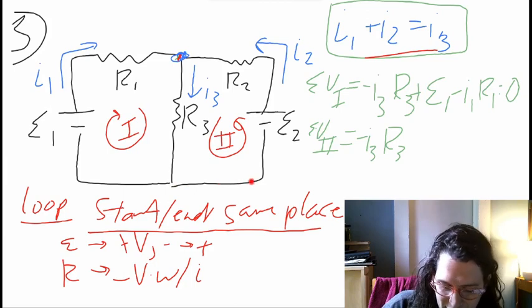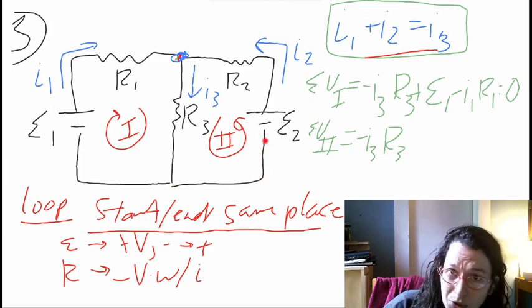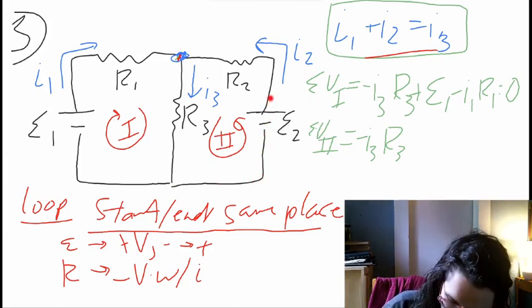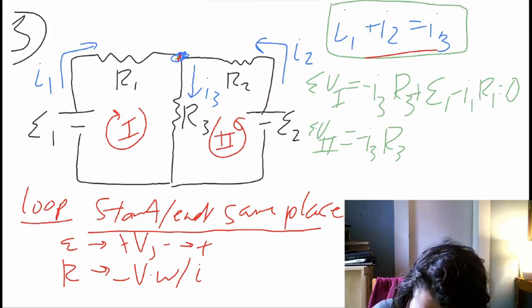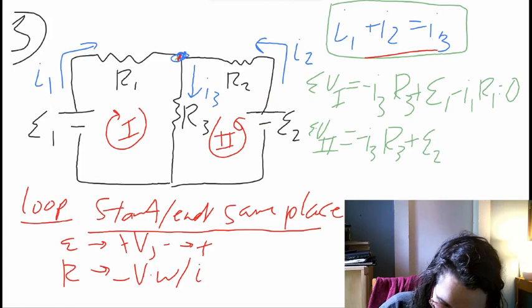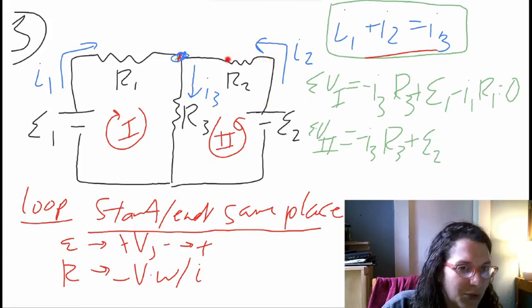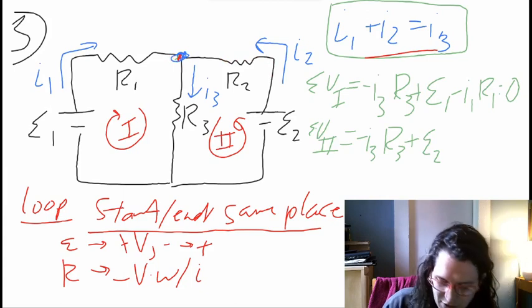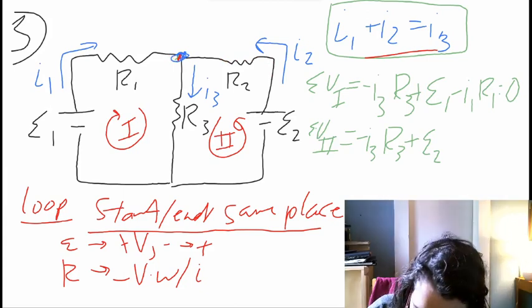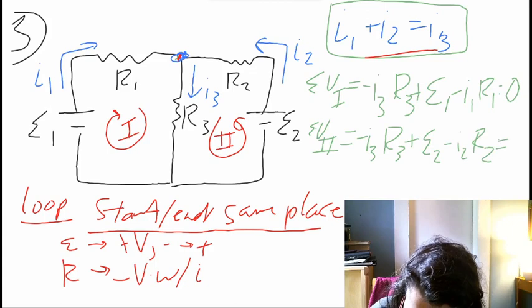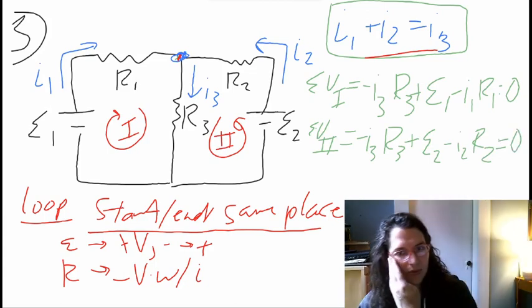There's nothing on the bottom part of this loop. Then we're going to go negative to positive through epsilon 2. So we're going to add in epsilon 2. And then continue to travel. Now we're going to go with the current I2 through resistor 2 and end up back where we started. So since we're going with I2, we have to subtract I2 R2. And then since we end up back where we started, we can set this whole thing equal to 0.